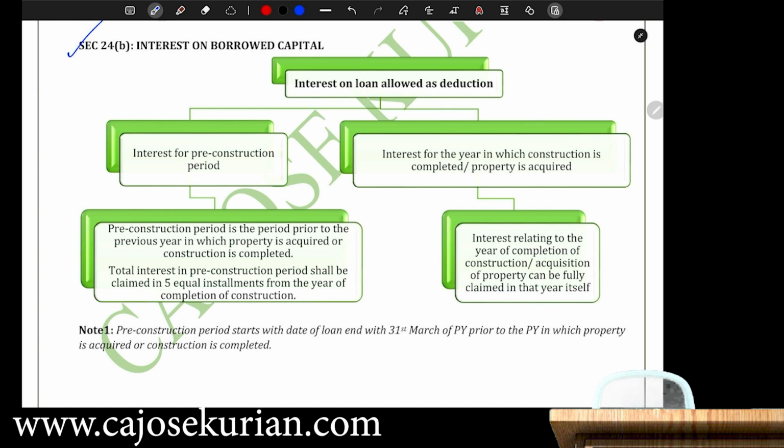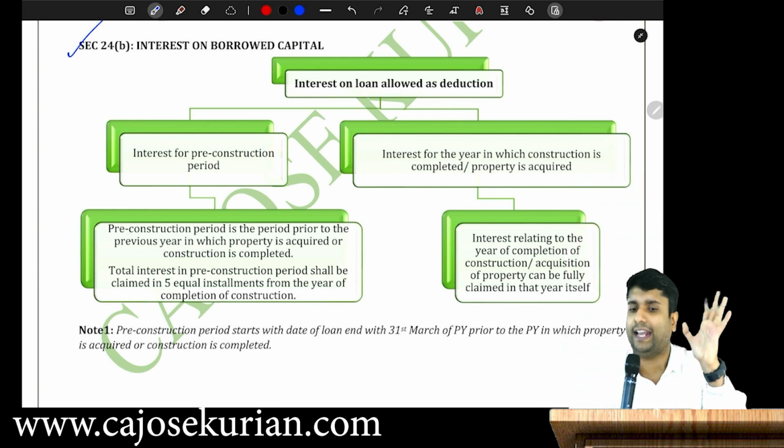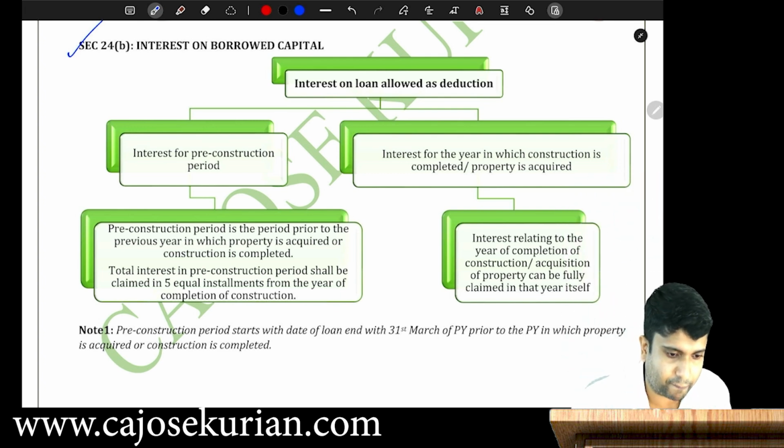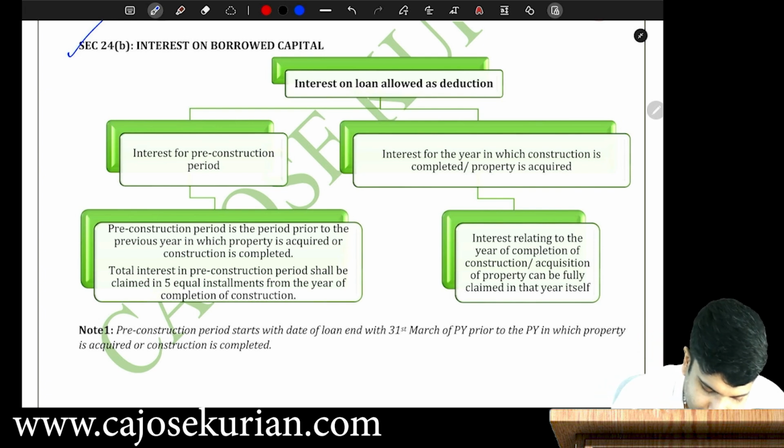Are you all with me? Have you understood the logic of accumulating pre-construction interest? Because in the pre-construction period, there is no property. It is under construction. If you can call it a property, then you should complete the construction. So until you complete the construction, all the interest that you are suffering has to be accumulated. Once the property is completed, you can claim that accumulated interest in the way that the department says. So first of all, you should understand what exactly is the pre-construction period.